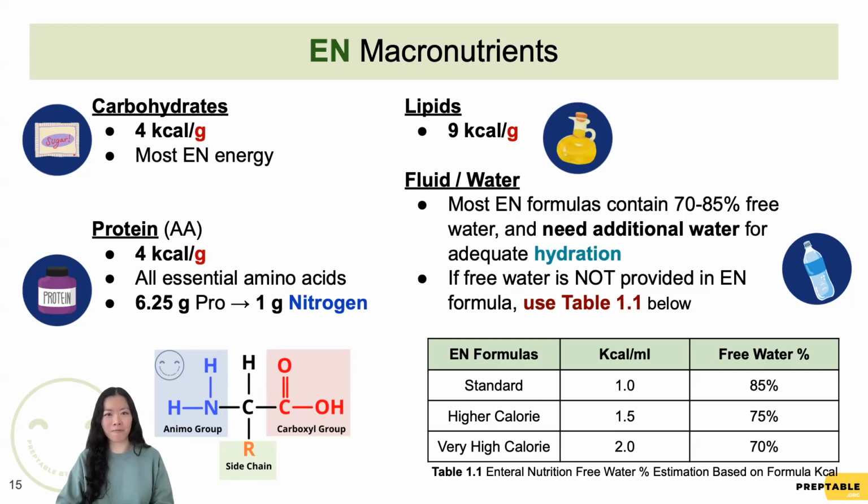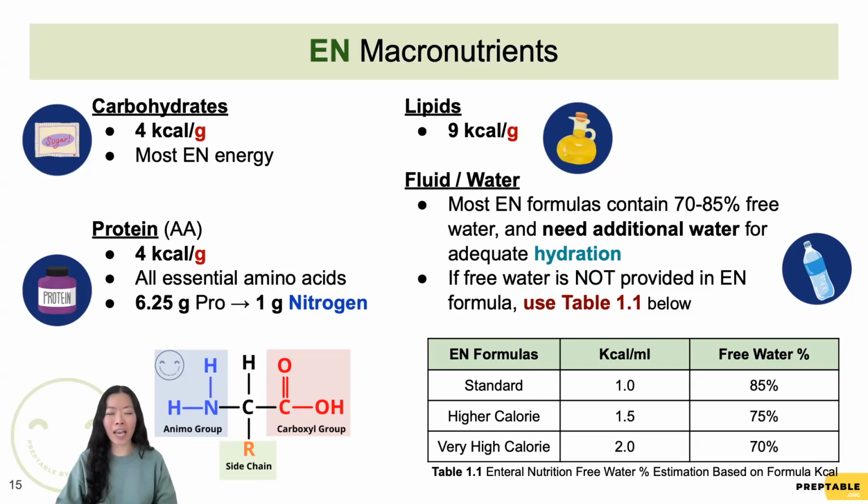Lastly, water. Most EN formulas contain 70 to 85% free water, and sometimes your hydration status need to be met with a small amount of additional water. I will show you an example on how to calculate that additional water in a couple slides. Now, if free water is not provided in tube feed formula on the RD exam, you can use the approximate estimation based on your EN kcal density.